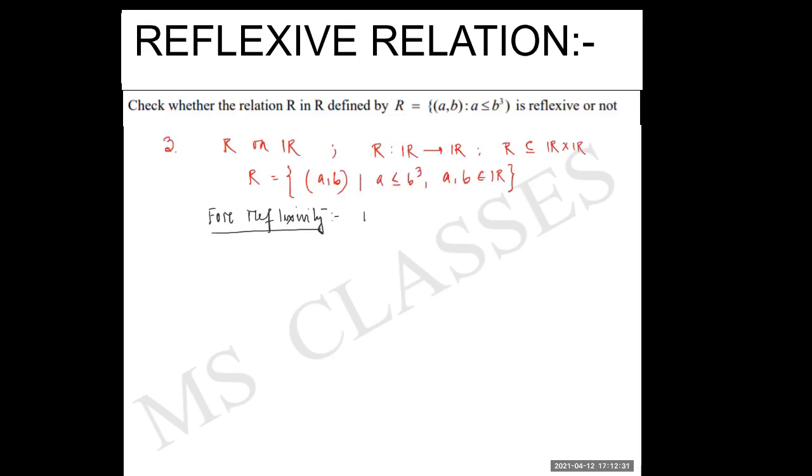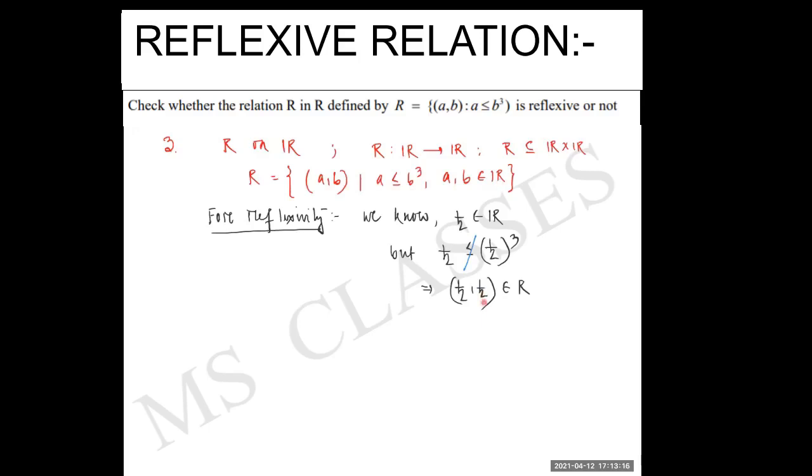We know half belongs to R. Half is a real number. But half less than or equal to half cubed is not true. That means (1/2, 1/2) will not belong to the relation. Why? Half is not obeying this rule, so we cannot put it in this relation. That means (1/2, 1/2) will not belong to R.